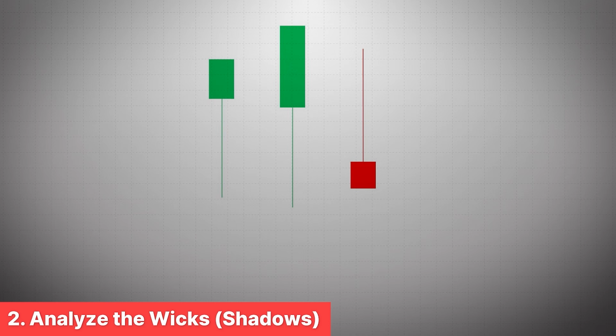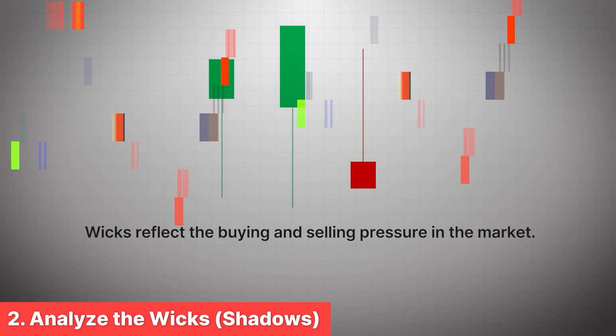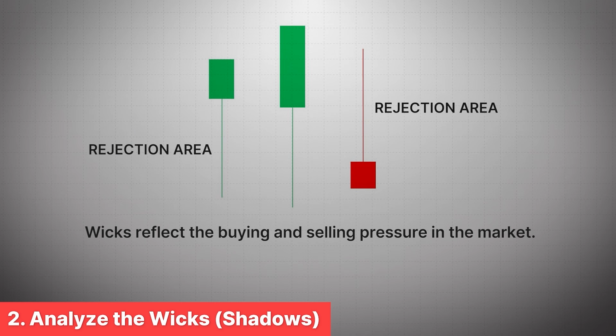Next, you look at the upper and lower wicks of candlesticks, also known as shadows. These wicks reflect the buying and selling pressure in the market. Consider them as rejection areas, where the market simply didn't accept the prices represented by the wick.